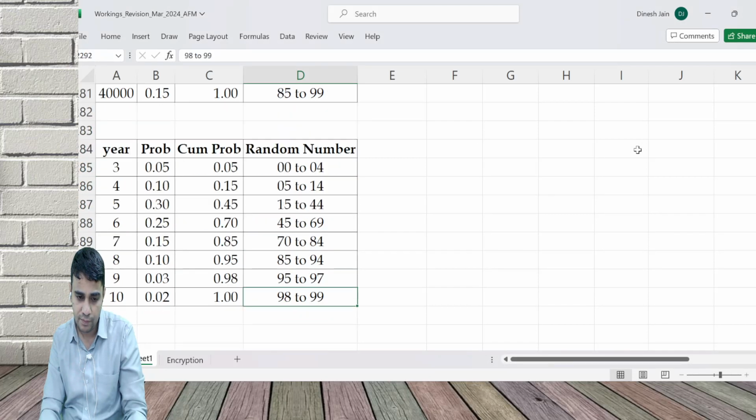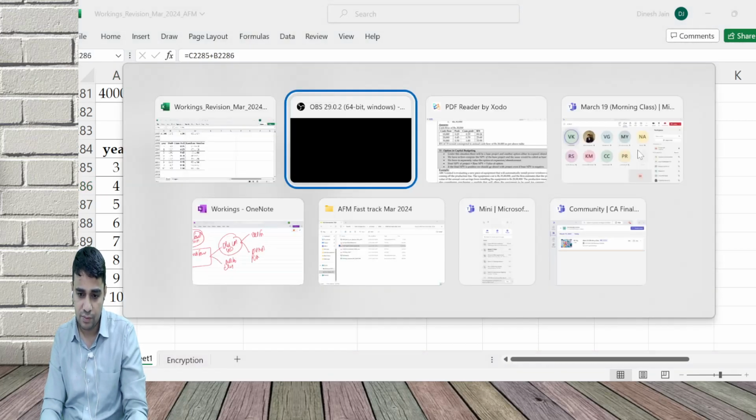Sir, 0 0 0. And in the next row, then 5 14 and 15. Number before 15 is what? Number before 5 is what? 4. So 0 0 to 0 4. Number before 15. Sir, no, sir. 15 to 44 we are taking, no.